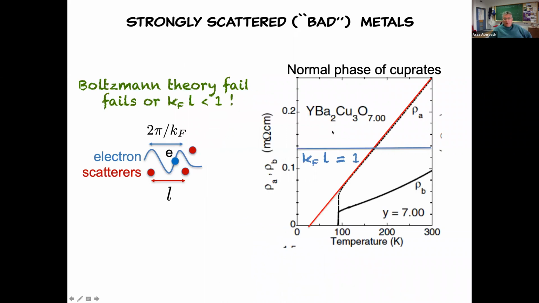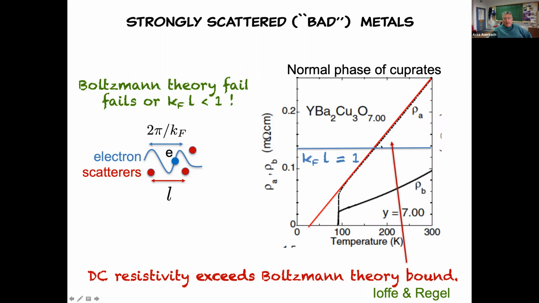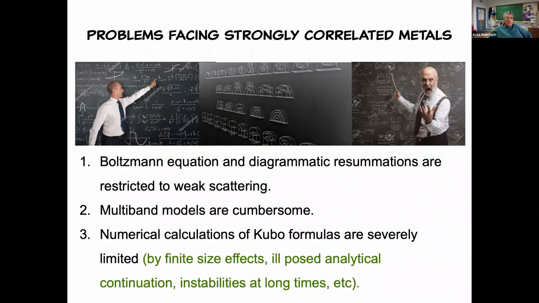In these materials, this is a different cuprate, but it's the same in the cuprate we showed before. The longitudinal resistivity is very, very high. And it exceeds the limit where the scattering length becomes even shorter than the wavelength of the electrons. So by exceeding this limit, which is called the Joffe-Regel bound, we know that one cannot use Boltzmann theory to understand the currents or the transport in any way. If you want to push transport theory to strong interactions, you're facing serious problems when it comes to conductivities. The Boltzmann equation is invalid. If you want to do multi-band models, they're very, very cumbersome. Numerical calculations of conductivities are very limited by size effects and analytic continuation problems and so on.